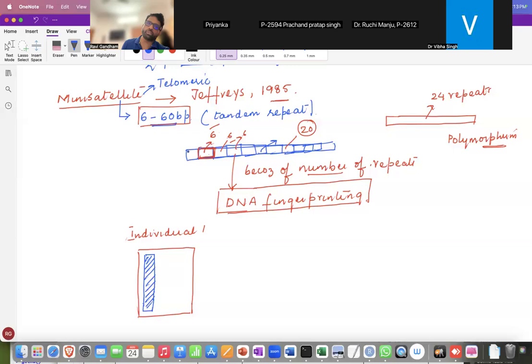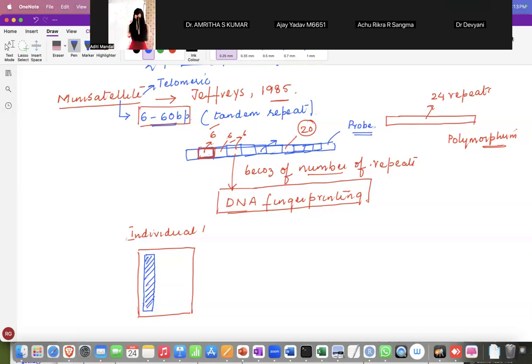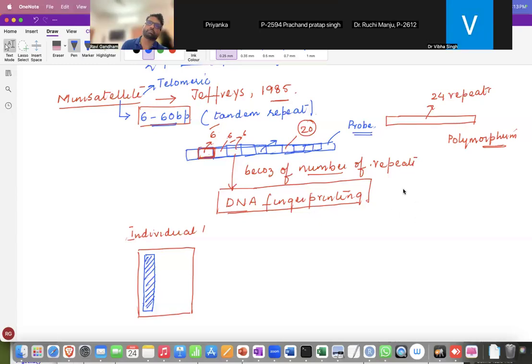Now, when you're doing this, you normally use a probe that corresponds to your mini satellites. Now, what happens? For example, in an individual at a particular locus, we are talking about a particular locus, if this goes and binds, let us say you have a strong band at this particular point, just because it has got 20 repeats.